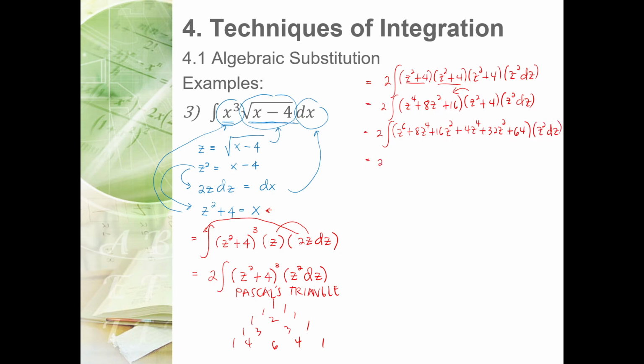So combining like terms, it's a lot of algebra, right? We have z to the 6 plus 12z to the 4th plus 48z squared plus 64, then z squared dz. Then we expand the last one by multiplying z squared. So this will be your final format. Even though it's long, I think you can manage to integrate the terms here because you'll only be dealing with the exponent rule.